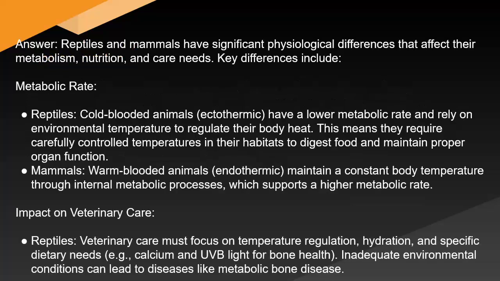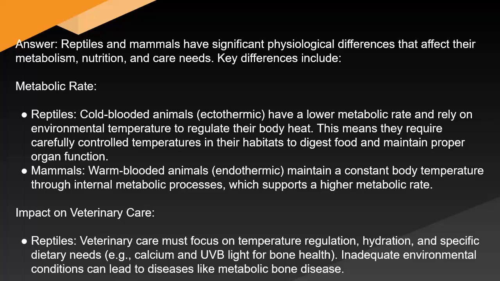Answer. Reptiles and mammals have significant physiological differences that affect their metabolism, nutrition, and care needs. Key differences include metabolic rate. Reptiles, cold-blooded animals, ectothermic, have a low metabolic rate and rely on environmental temperature to regulate their body heat. This means they require carefully controlled temperatures in their habitats to digest food and maintain proper organ function. Mammals, warm-blooded animals, endothermic, maintain a constant body temperature through internal metabolic processes, which supports a higher metabolic rate.